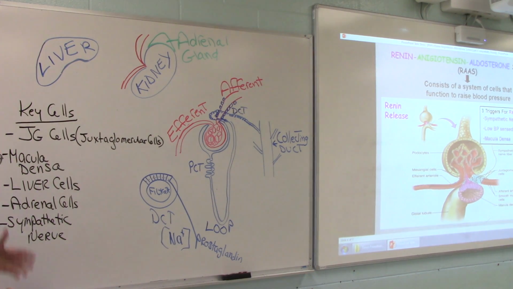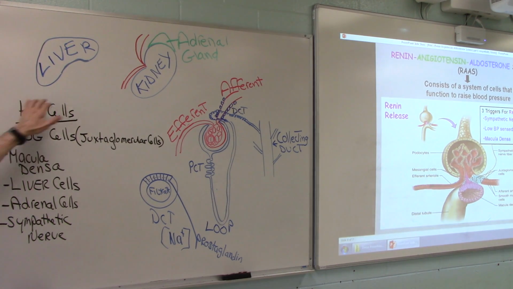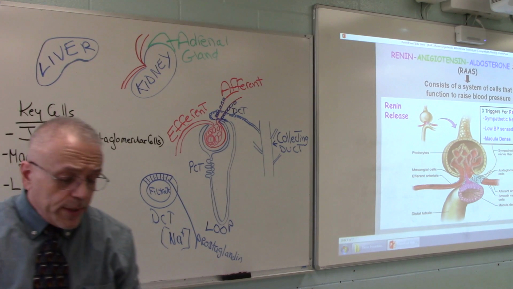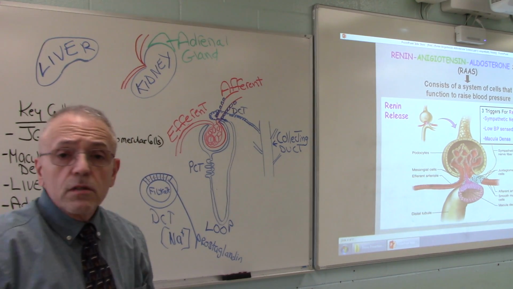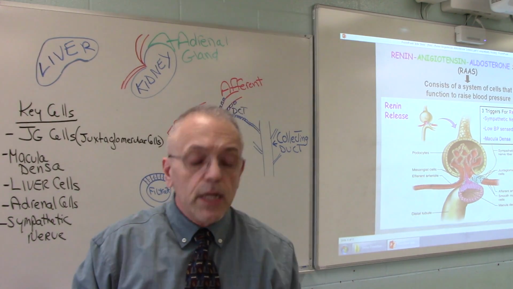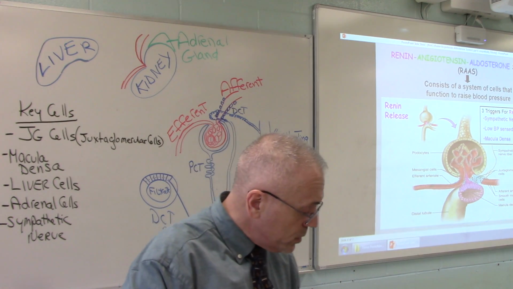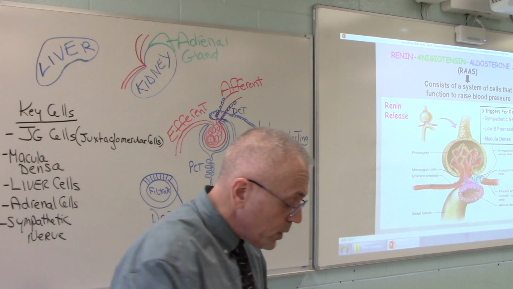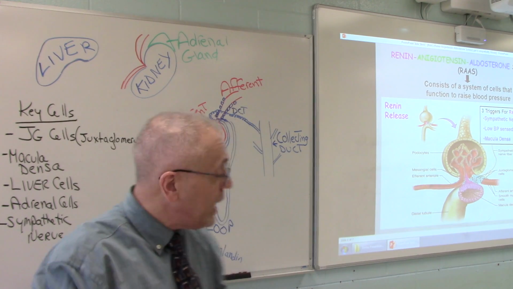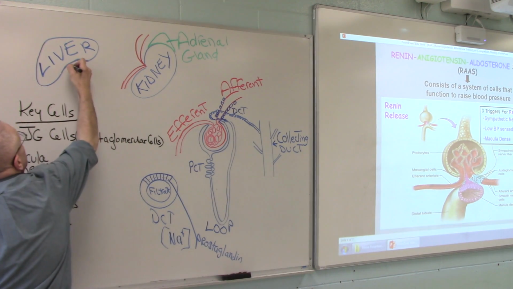Okay? So JG cells are key cells, macula densa are key cells. Some other key cells that are part of the system are liver cells. Liver cells are going to be involved because the liver produces a very large protein called angiotensinogen.